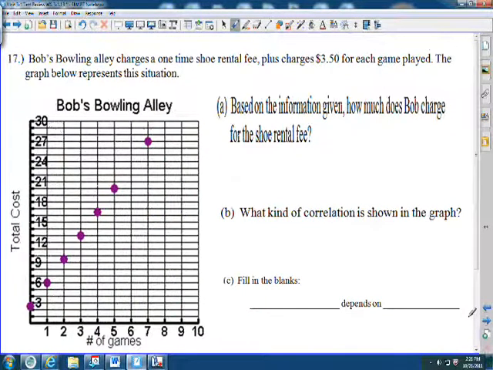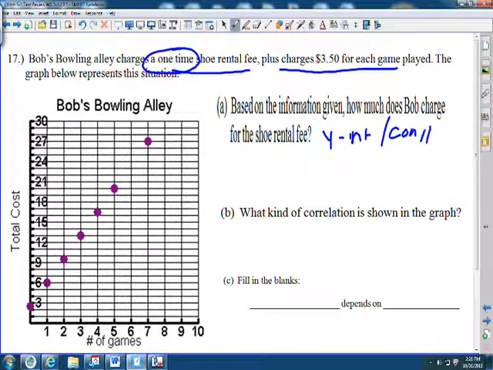Here's the next one. Bob's Bowling Alley charges a one-time shoe rental fee, and it charges $3 for each game played. The graph below represents the situation. Based on the information, how much does Bob charge for the shoe rental? Shoe rental fee is a one-time fee. That means it's going to be my y-intercept. It's going to be my constant.